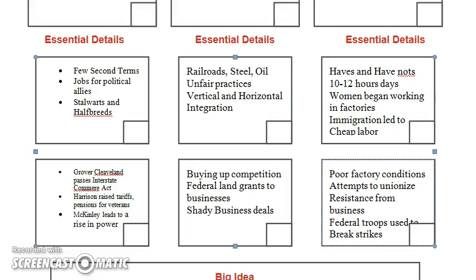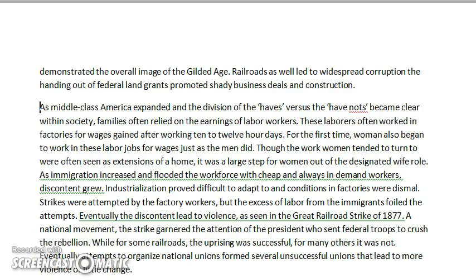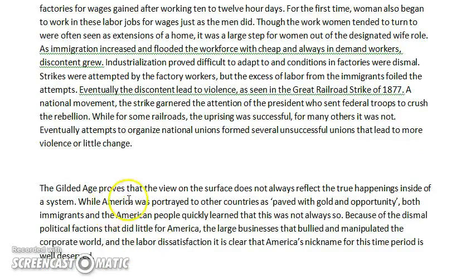Okay, so now let's read the last passage. The Gilded Age proves that the view on the surface does not always reflect the true happenings inside of a system. While America was portrayed to other countries as paved with gold and opportunity, both immigrants and the American people quickly learned that this was not always so. Because of the dismal political factions that did little for America, the large businesses that bullied and manipulated the corporate world, and the labor dissatisfaction, it is clear that America's nickname for this time period is well deserved.